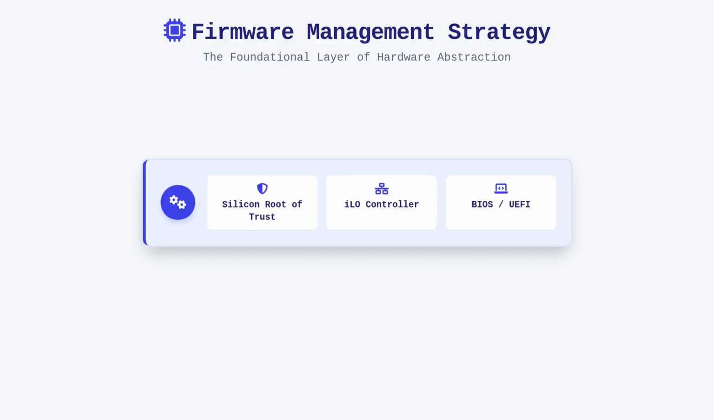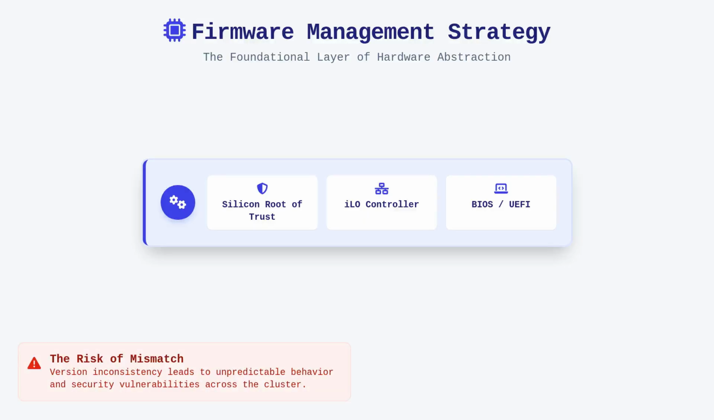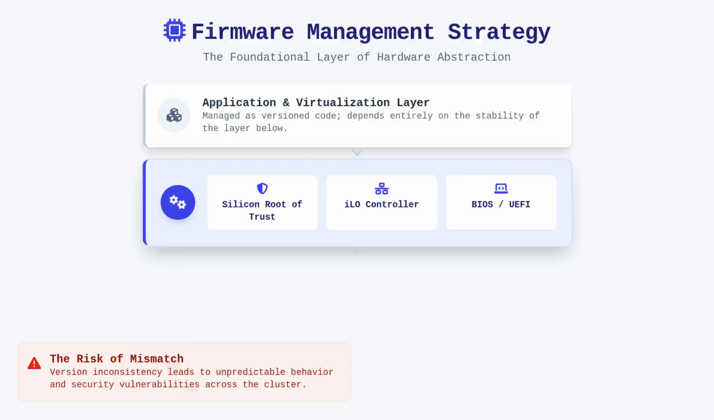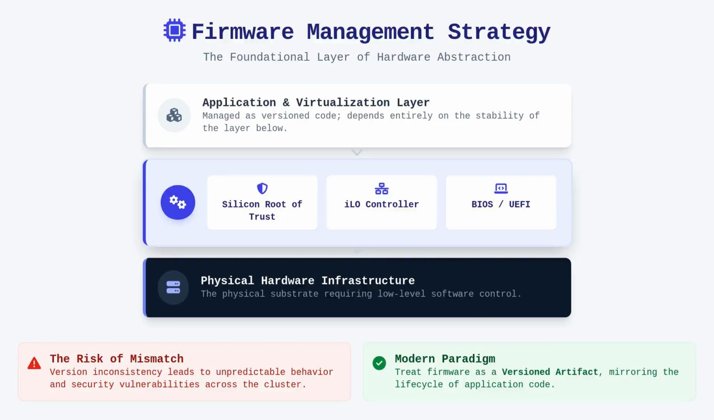Ensuring these components are synchronized across a fleet of servers is not merely a maintenance exercise, but a fundamental requirement for security and stability. A mismatch in firmware versions across a cluster can lead to unpredictable behavior, especially when orchestrated through high-level software-defined managers. You must view firmware as a versioned artifact, much like the application code that resides on top of your virtualized or containerized infrastructure.